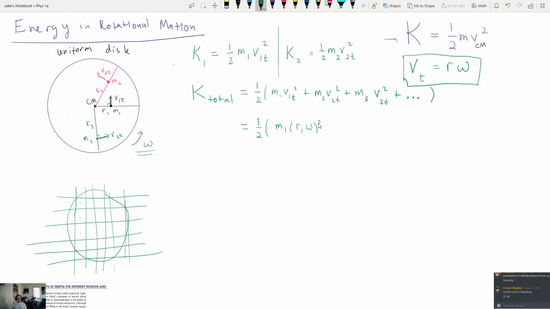angular speed. So that's what I'm going to get for v1t, and I just go through and do the same thing for each of these. V2t will be r2 times omega, and v3t is going to be r3 times omega. Remember, r3 is this distance, r1 is this distance, r2 is this distance. That's squared. Oh, we need to keep the sum going.